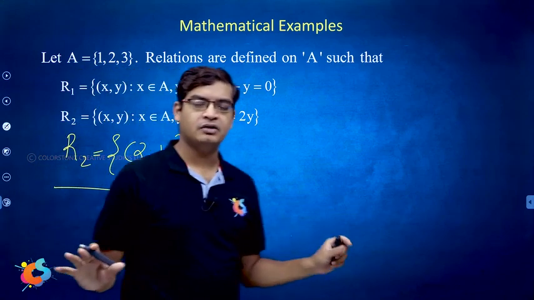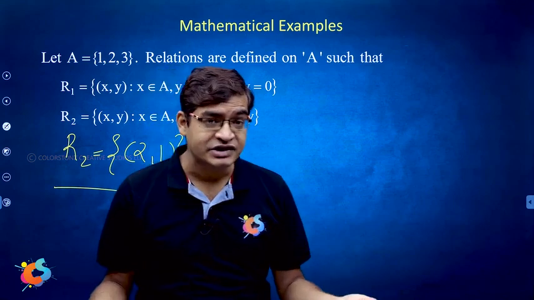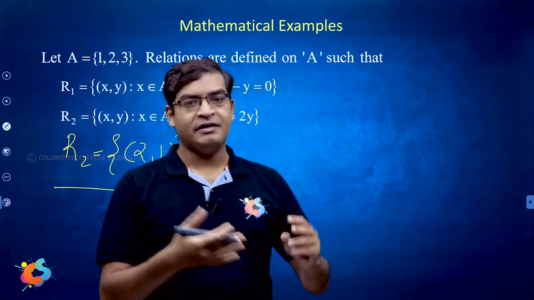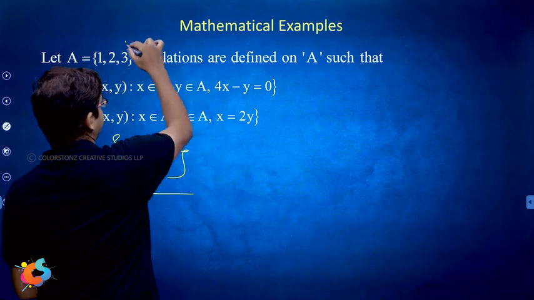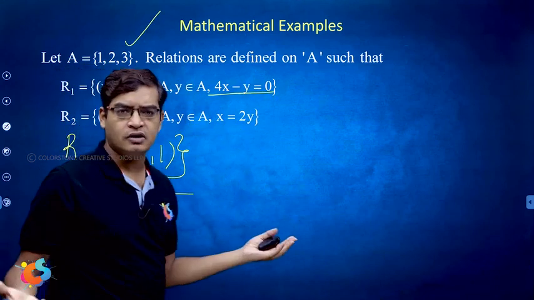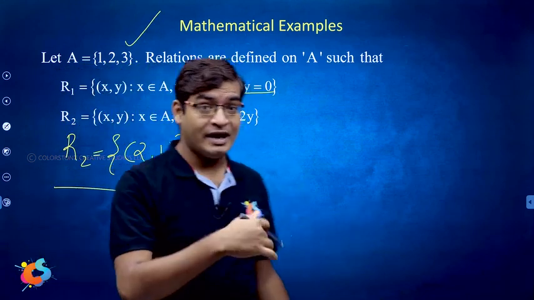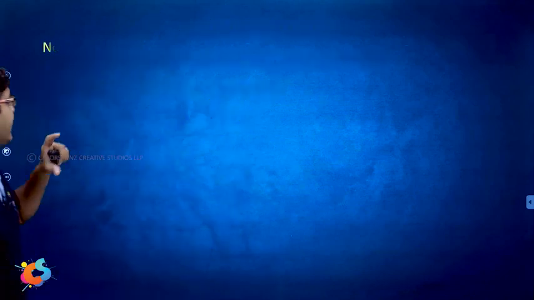Got it? Simple. So this is how we are writing relations in a mathematical example. Everything is the same. Just the set has changed. The condition has changed. That's all. Right? So now let us go to the next slide.